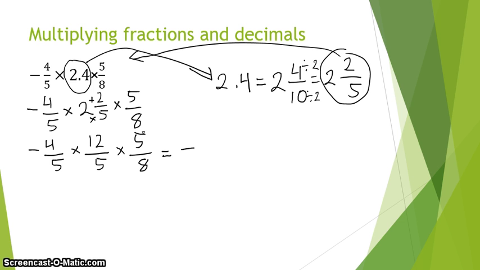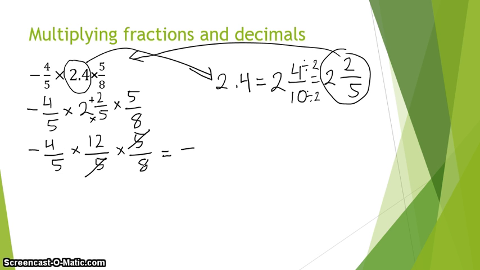Well, one of them is really easy. I have a 5 here on top and I have a 5 here on the bottom. I can just cancel them out because 5 divided by 5 is 1 and 1 times anything is itself. So I can just cross them out and not even worry about them anymore. Next, I want to see if I can divide any other tops and bottoms.